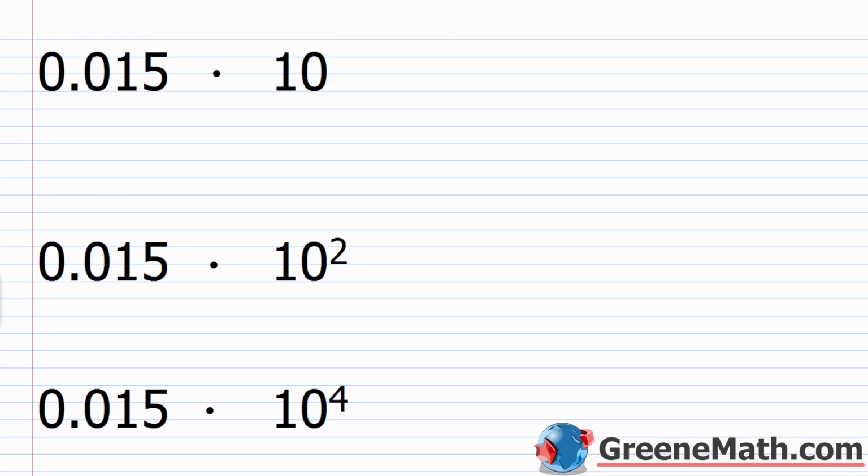All right, so let's try some basic ones here. We have 0.015 times 10. So I'm going to take this decimal point and move it one place to the right. And so I'd end up with what? I would end up with 0.15, or I could put a 0 out in front. I have 0.15 in that case.